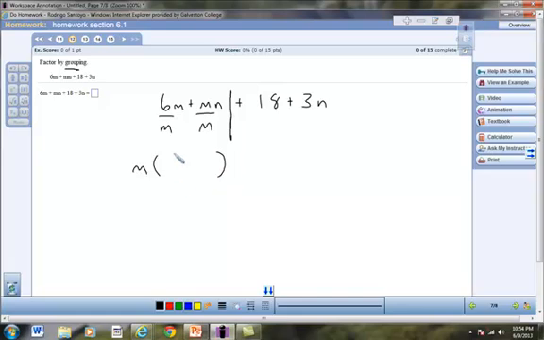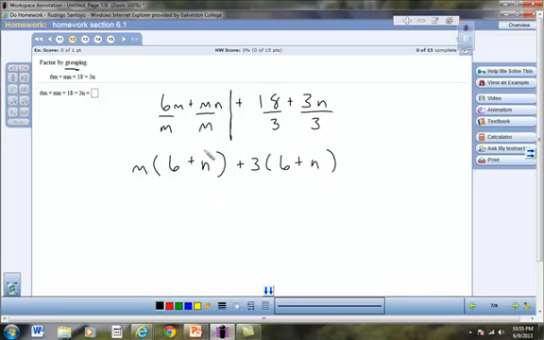And what happens when you divide? 6m divided by m is just 6. A positive mn divided by m is just a positive n. Find the GCF again here. You find it to be 3. And what kind of 3? A positive 3. That's going to go in the front. Once again, you divide. 18 divided by 3 is 6. A positive 3n divided by a positive 3 is just a positive n.